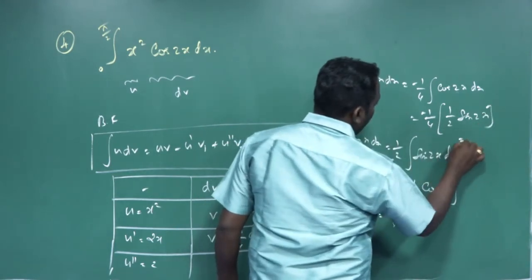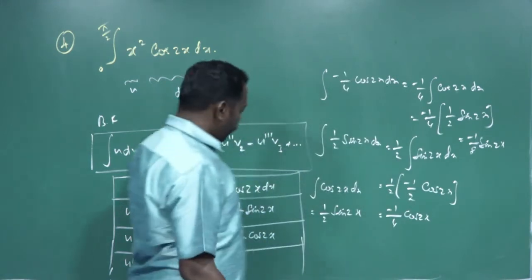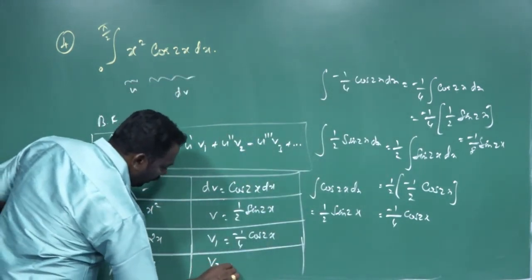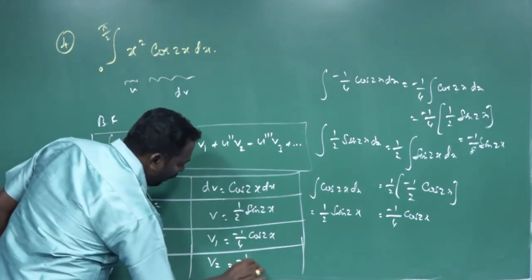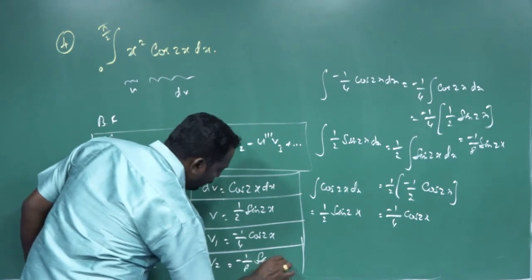Just multiply the value, minus 1 by 8, into sin 2x integration. Therefore, the integration of v1 defined by v2 is equal to minus 1 by 8, minus 1 by 8, sin 2x.